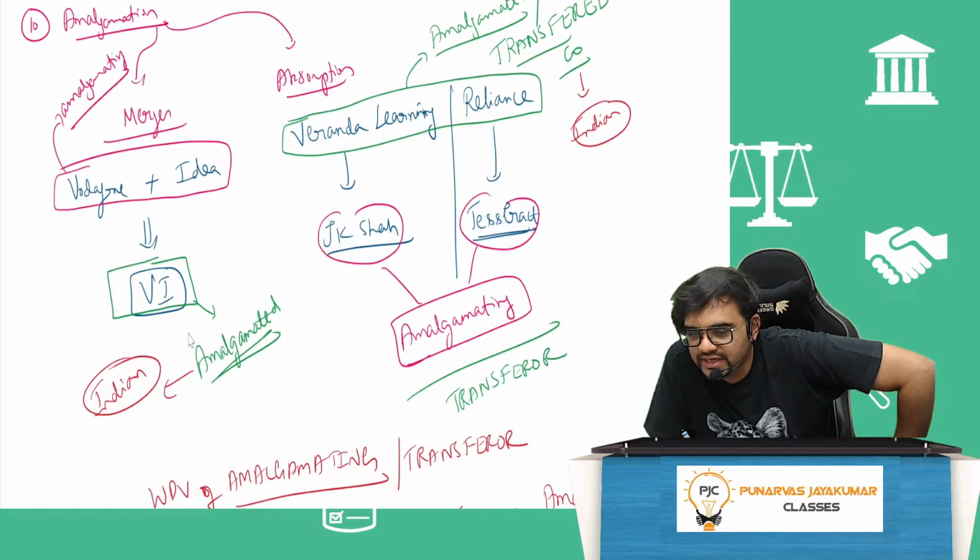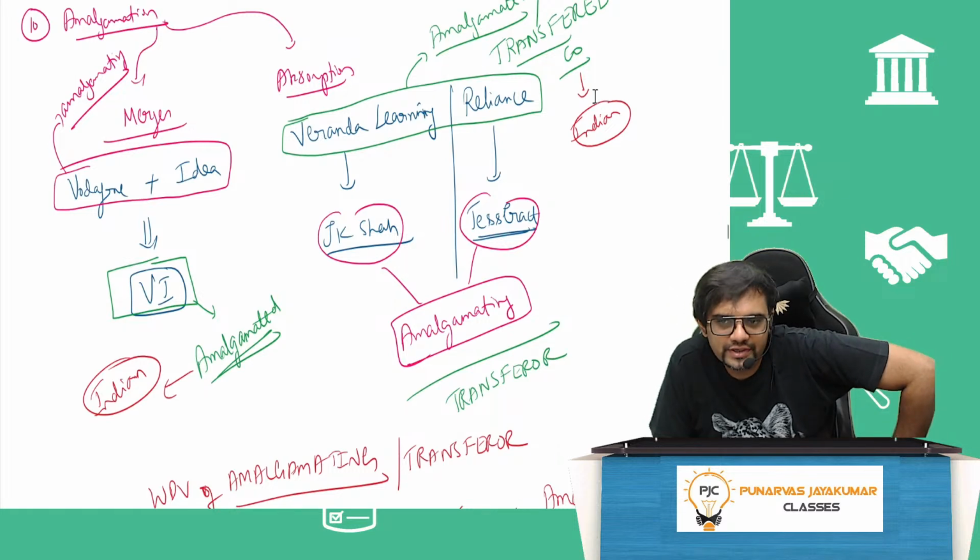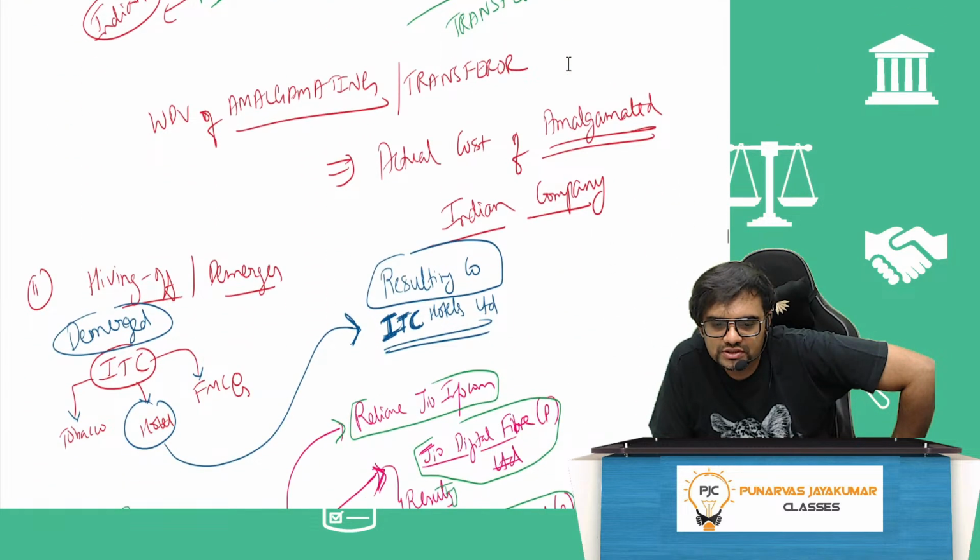What is the amalgamated company? Vodafone Idea. What is the amalgamating company? Vodafone. Whatever assets Vodafone was recording, that same asset value minus depreciation, that same WDV we should record in Vodafone Idea. They're all simple provisions.